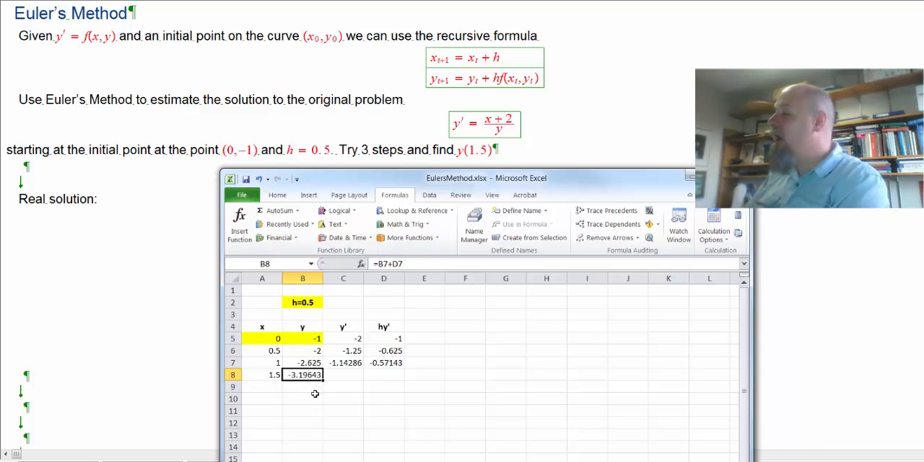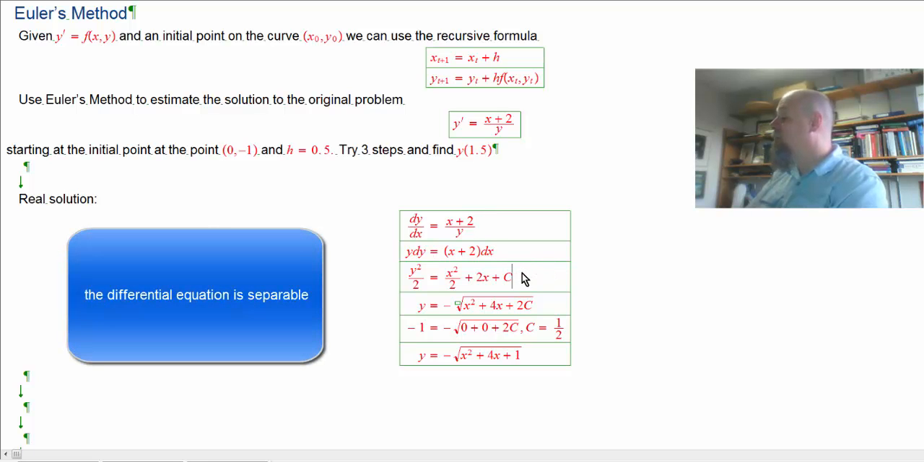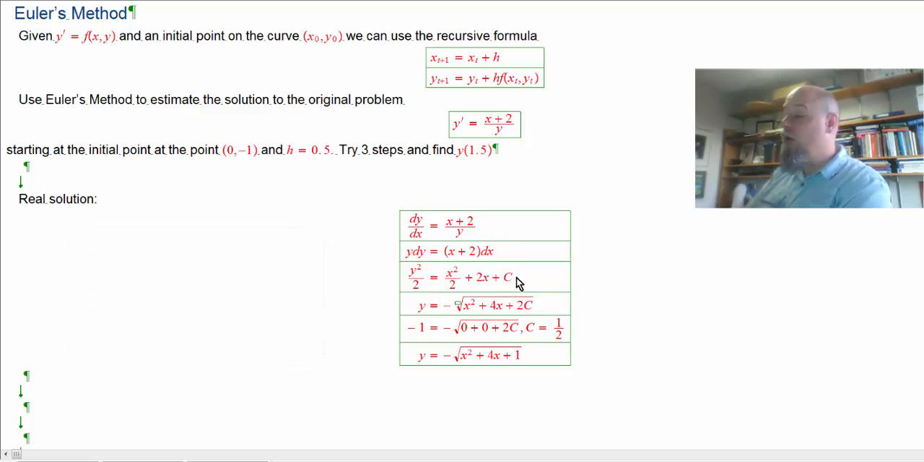How accurate is that? Well, in this instance, we can actually solve this. Let's get the real solution. So here I am getting the real solution. I'm using separation. I multiplied up the y, multiplied up the dx, integrated both sides, the y side with respect to y, the x side with respect to x.